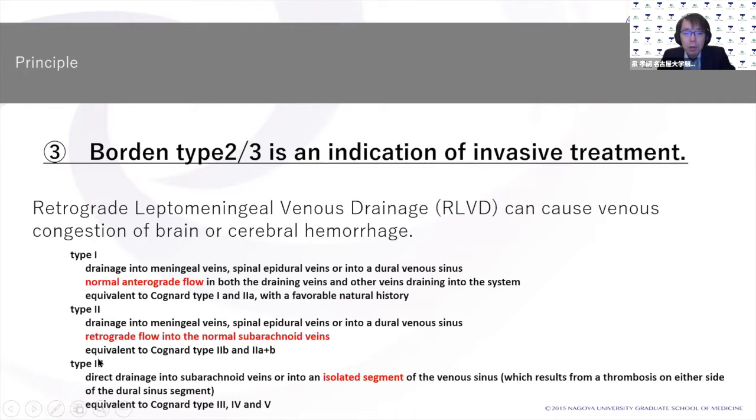Here is the Borden classification. Type 1 means normal antegrade flow of the leptomeningeal vein. And type 2 means retrograde flow into the normal subarachnoid vein. Shunt flow into normal subarachnoid vein. Here is the reflux. Type 3 means isolated sinus or direct shunt.